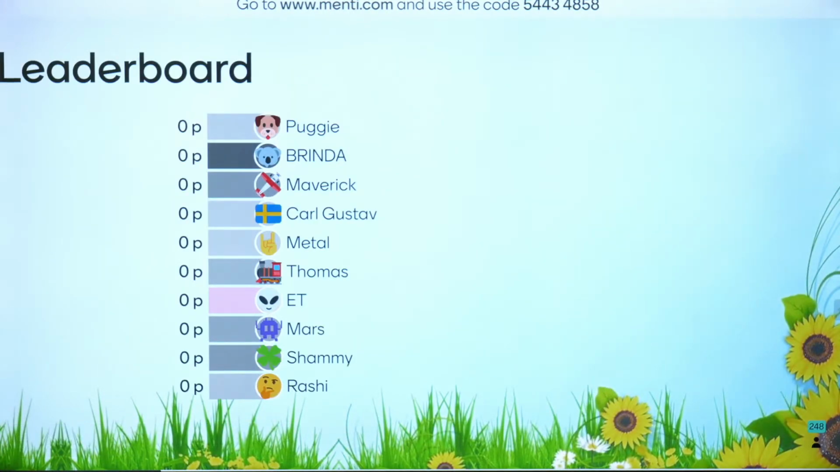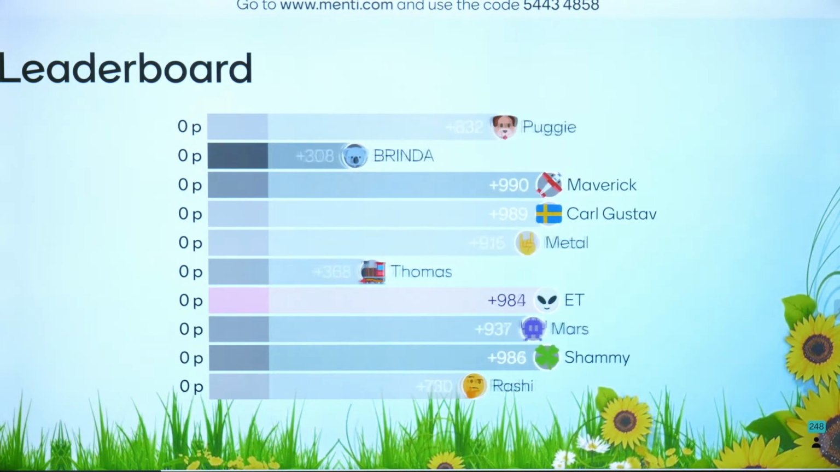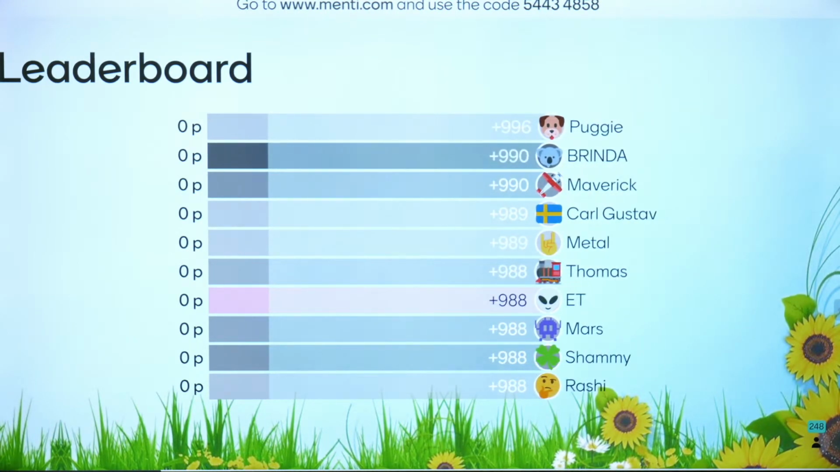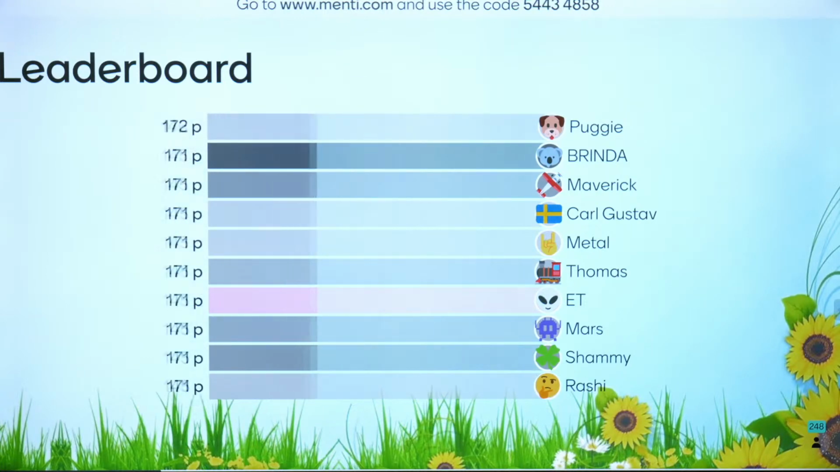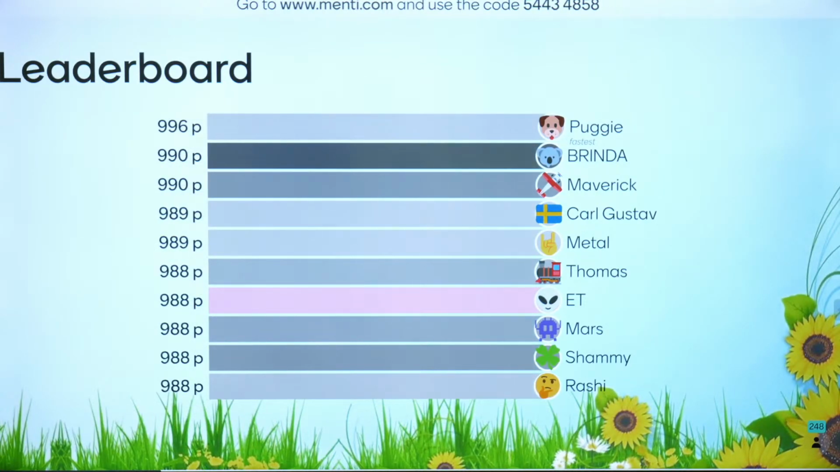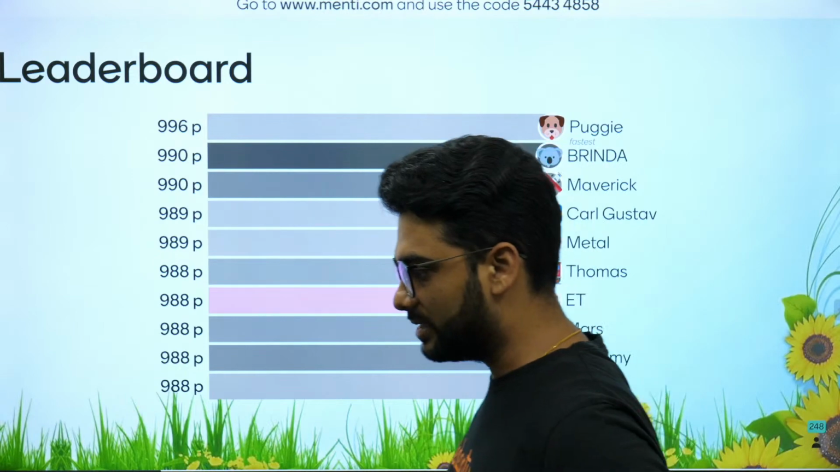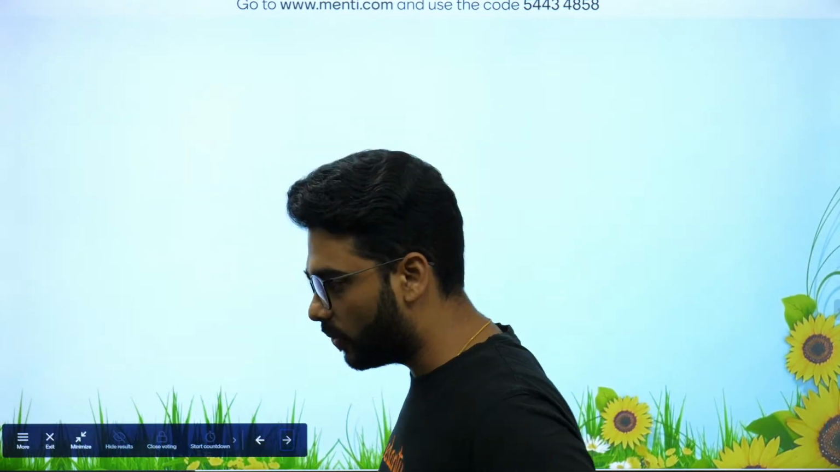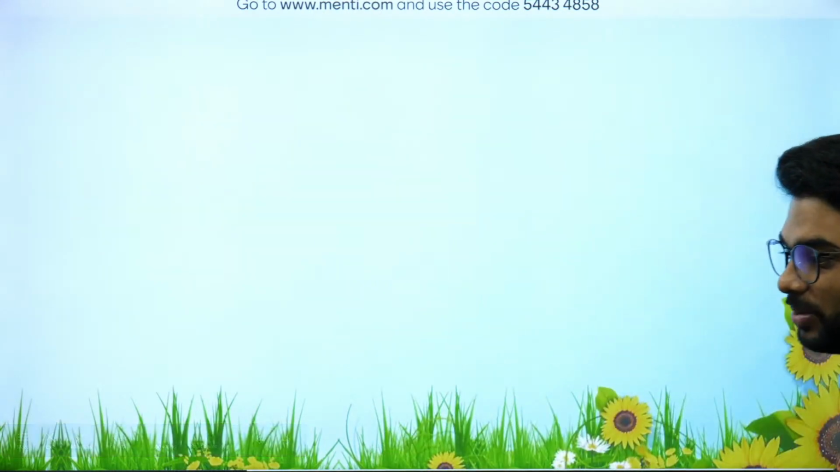So let us look at the super board with the superstars. Puggy, Brinda, Maverick, Carl Gustav, Metal, Thomas, E.T., Mars, Shami and Rashi. Puggy, you're the fastest. That's amazing. Hi Shreyasi, welcome to the session. Yes, Param.